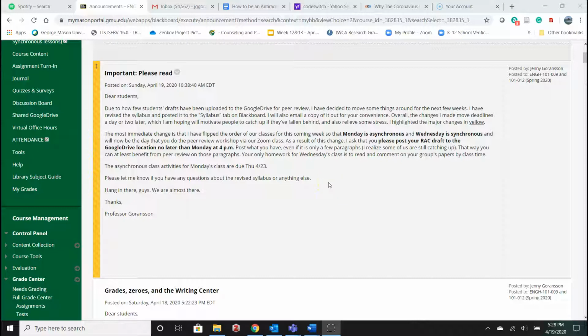So I am really hoping that this extra time will allow those of you who haven't yet turned anything in for the RAC draft to post something. And remember that you turn it in two places, on Blackboard under assignment turn in, and also to the Google Drive. What I'm going to do is on Monday morning, I'll take a look at how many drafts have been posted, and there is a small chance that I'll move some people into different groups if it looks like there's one group where only one person has turned it in, and then there's another group where 4 people have turned it in. So just be on the lookout for that.